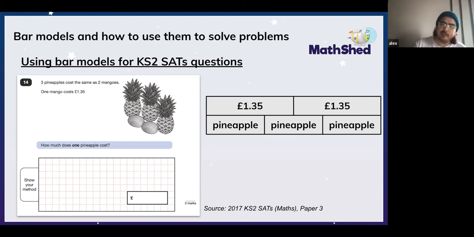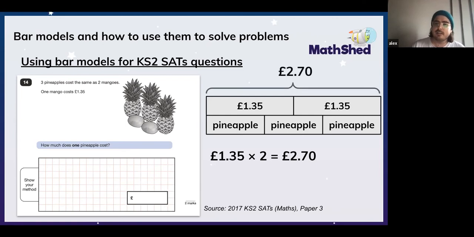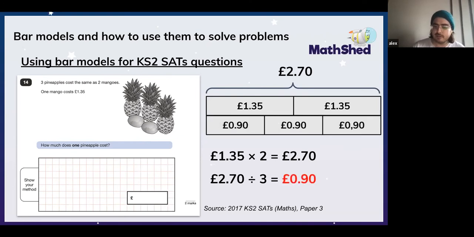Got £1.35 for each of the 2 mangoes. So the total amount, which we still don't quite know yet, we find by multiplying £1.35 by 2, which is £2.70. And then we know that there's going to be 3 pineapples to make up £2.70. So each one, we divide £2.70 by 3, and we know that each pineapple costs 90 pence.